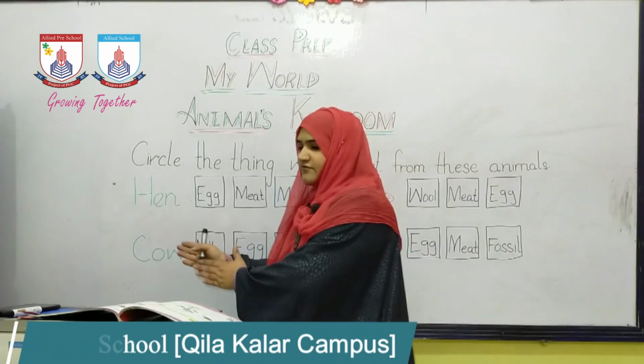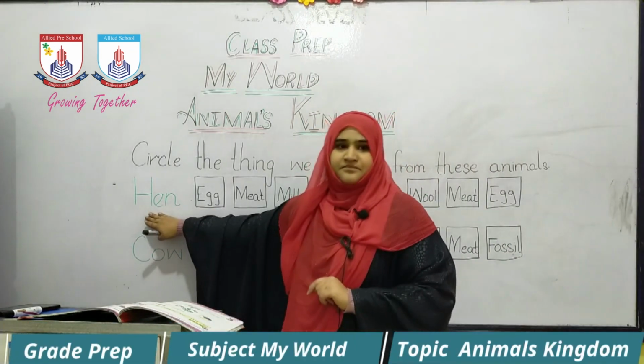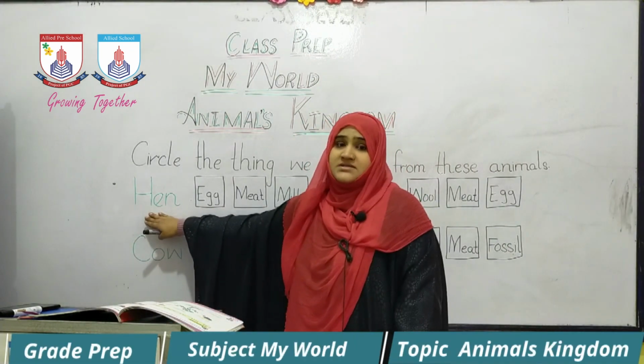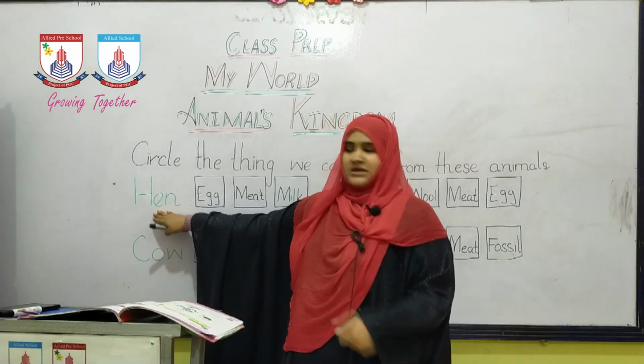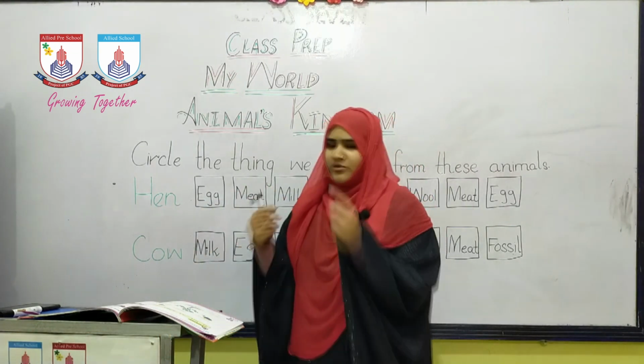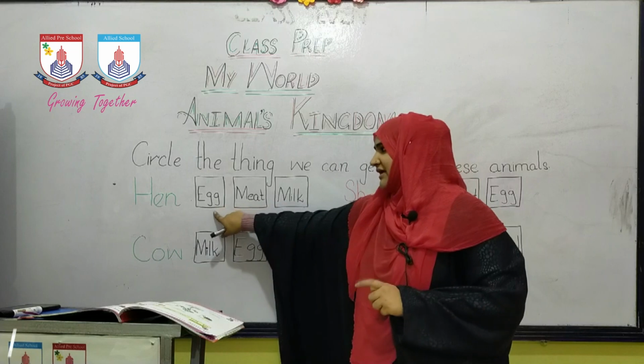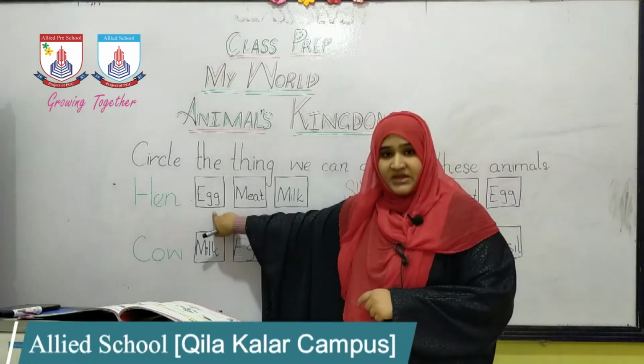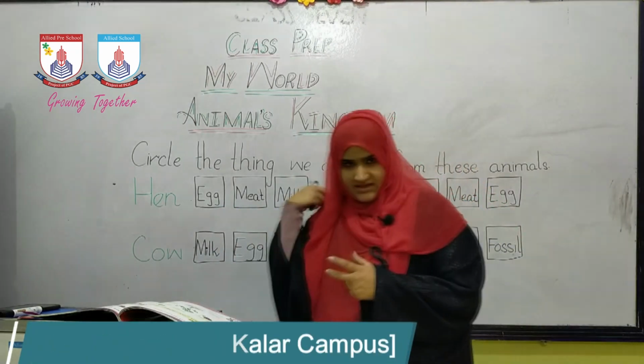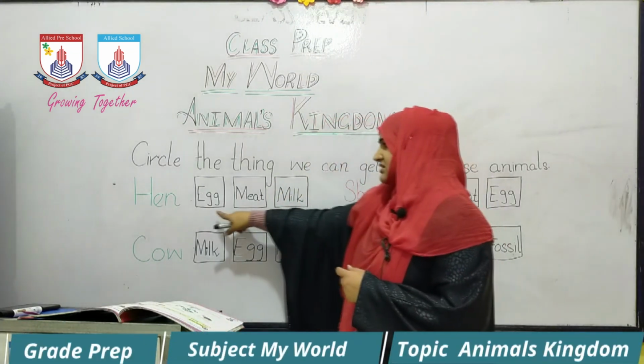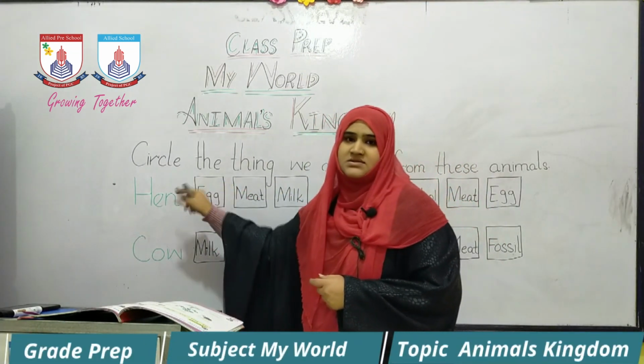Alright. So first of all, hen. Our first animal is hen. So, things we can obtain from hen. Can we obtain eggs from hen? If the answer is yes, we have to circle the eggs box.